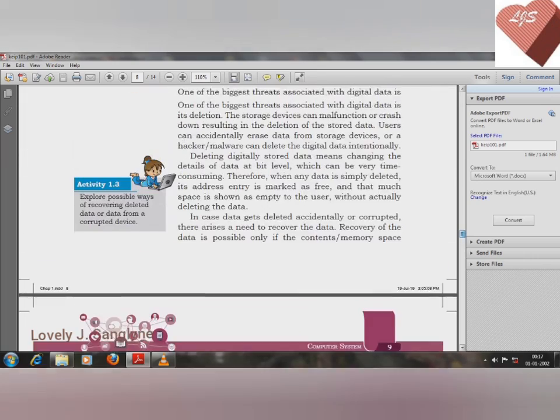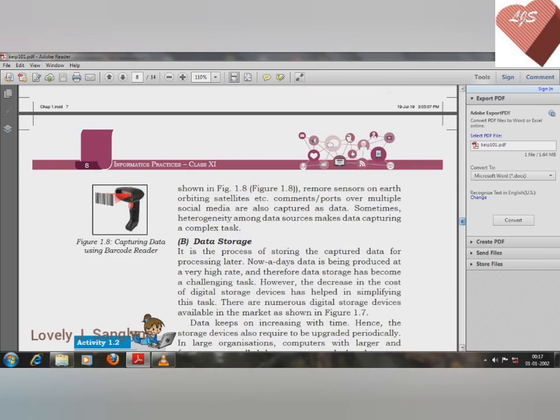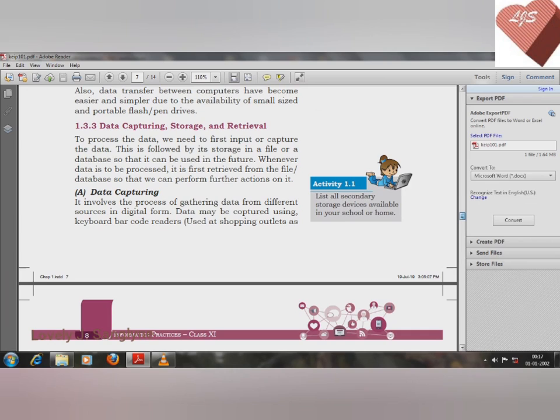So here we have learned about data deletion and recovery, but before that we already discussed data capturing, storage and retrieval.